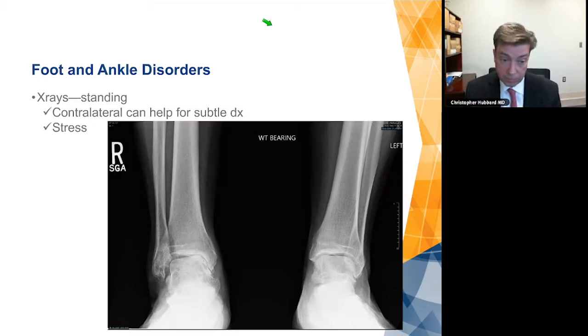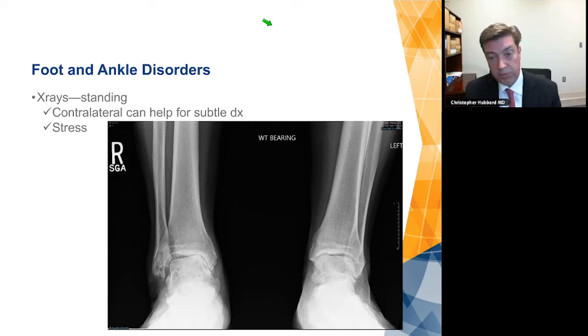X-rays, similar, if we can, we want to try and have the patient bear some weight. That looks again at alignment. It looks at the joint space, so we can see that narrowing of the joint space in an arthritic condition that we might not be able to see in a non-weight bearing view. And again, in terms of contralateral view, that can be helpful in some deformities to compare to the other side.